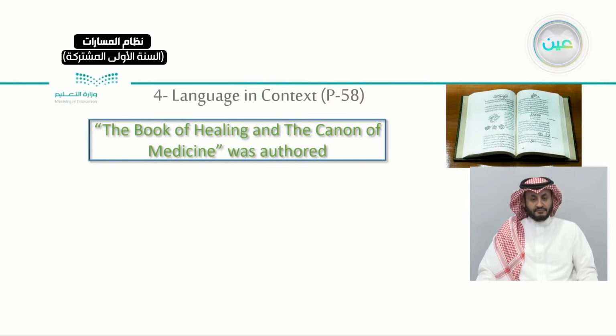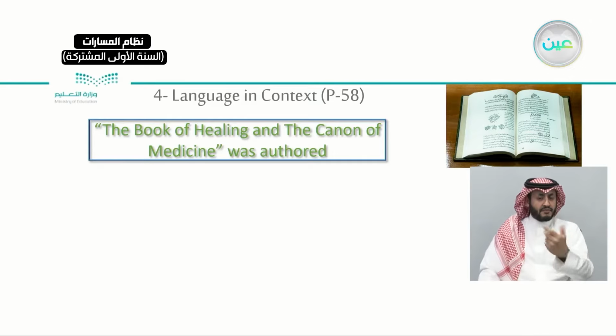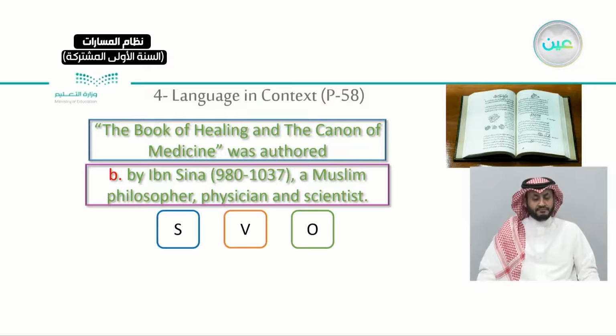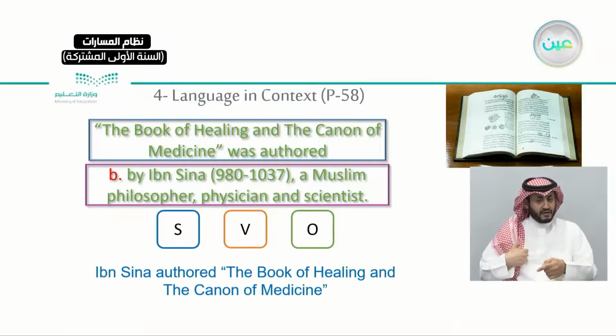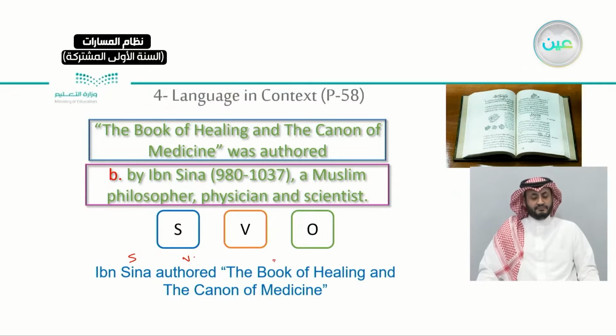Here, one more, the last one: the Book of Healing and the Canon of Medicine. Let's say the book was authored. Who was the writer of that book? It is by Ibn Sina, 980 to 1037, a Muslim philosopher, physician, and scientist. If we come up with the sentence in the active, who is he? Ibn Sina authored the Book of Healing and the Canon of Medicine. He authored the book. He wrote the book. Ibn Sina did the action to the book. So this is how to change from passive into active.